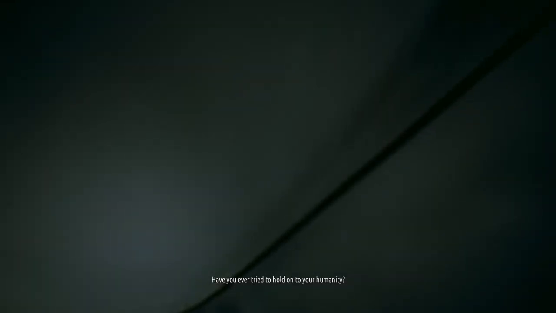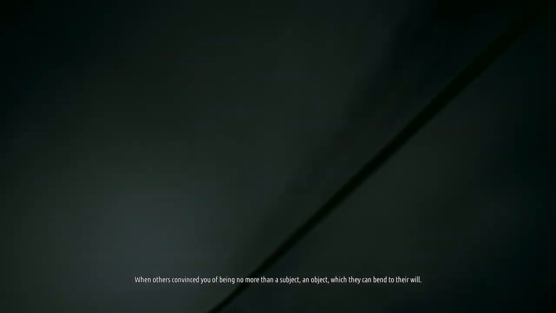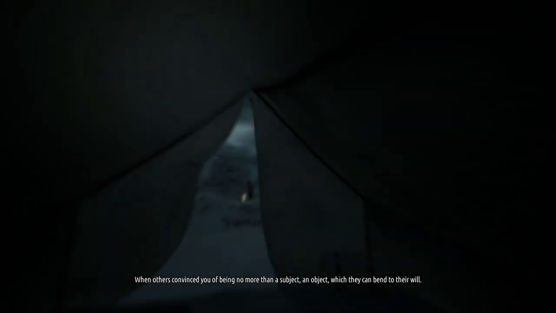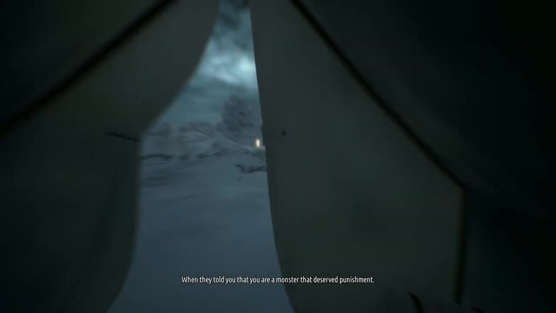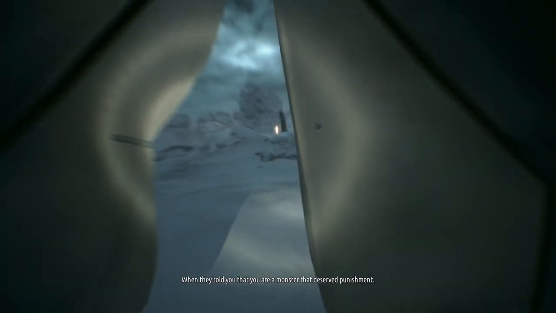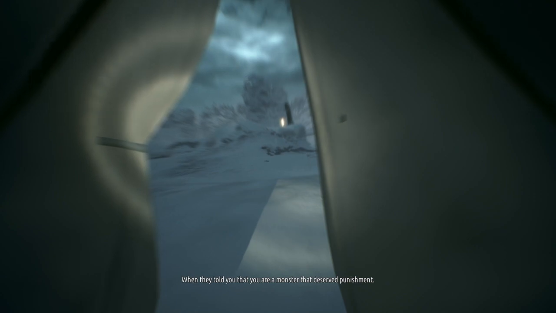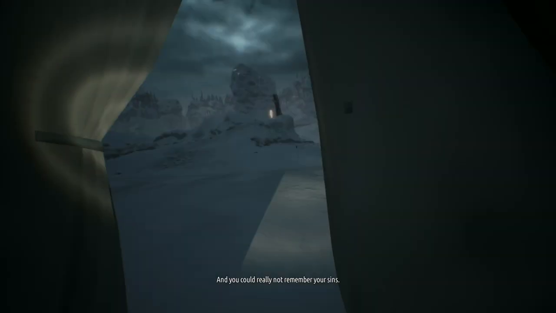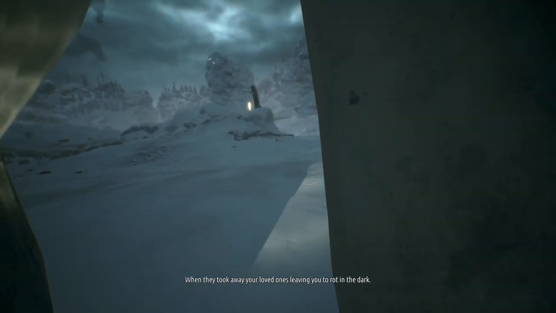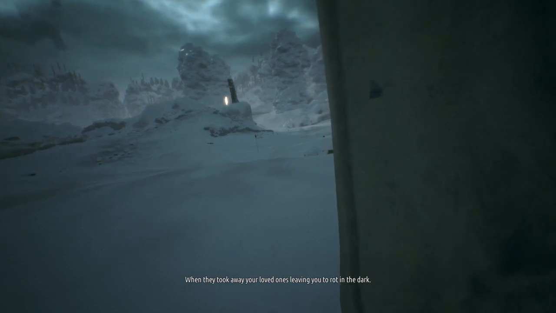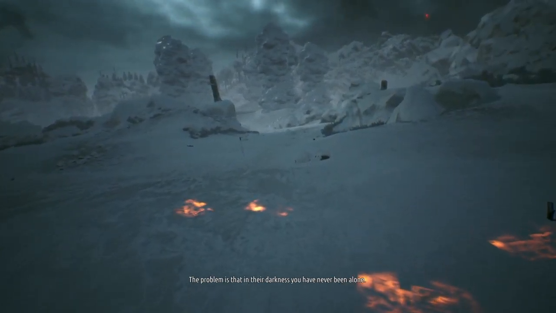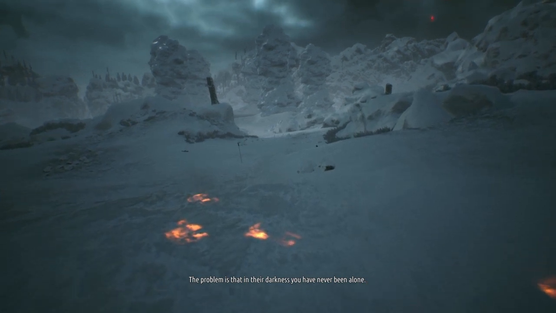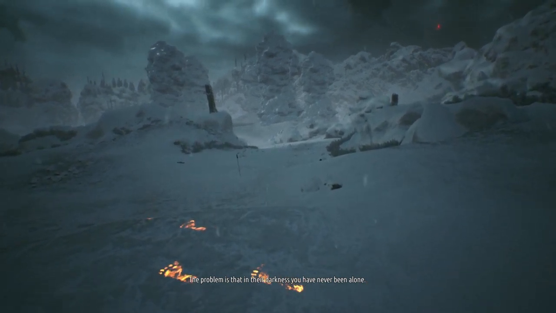Hold on to your humanity. When others convince you of being no more than a subject, an object, which they can bend to their will. When they told you that you were a monster that deserved punishment. When you could really not remember your sins. When they took away your loved ones, leaving you to rot in the dark. The problem is that in their darkness, you have never been alone.